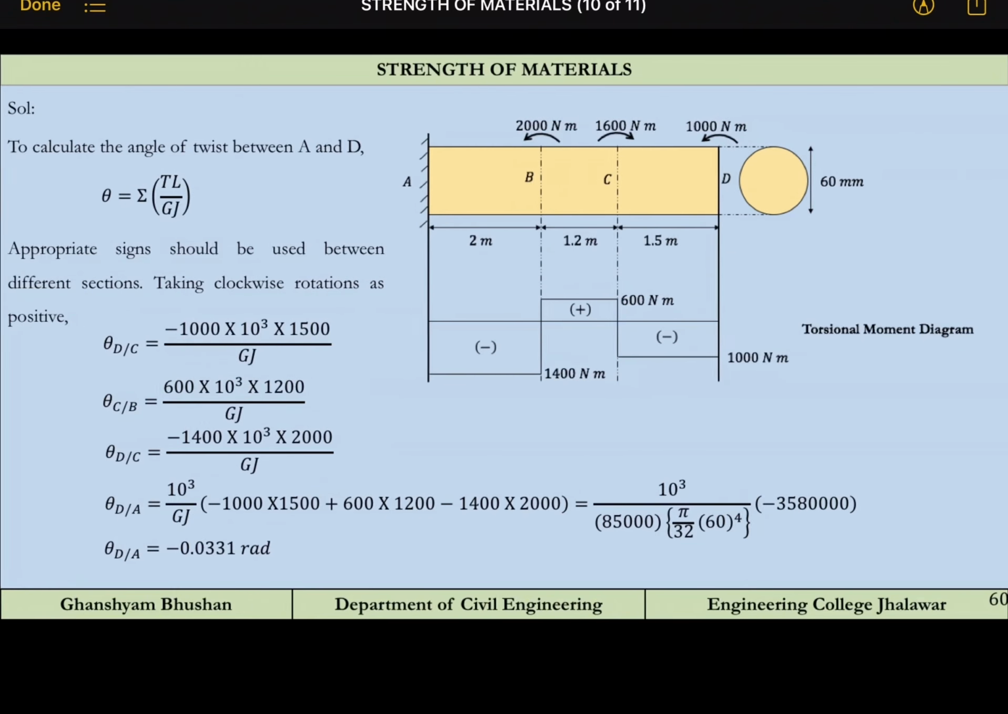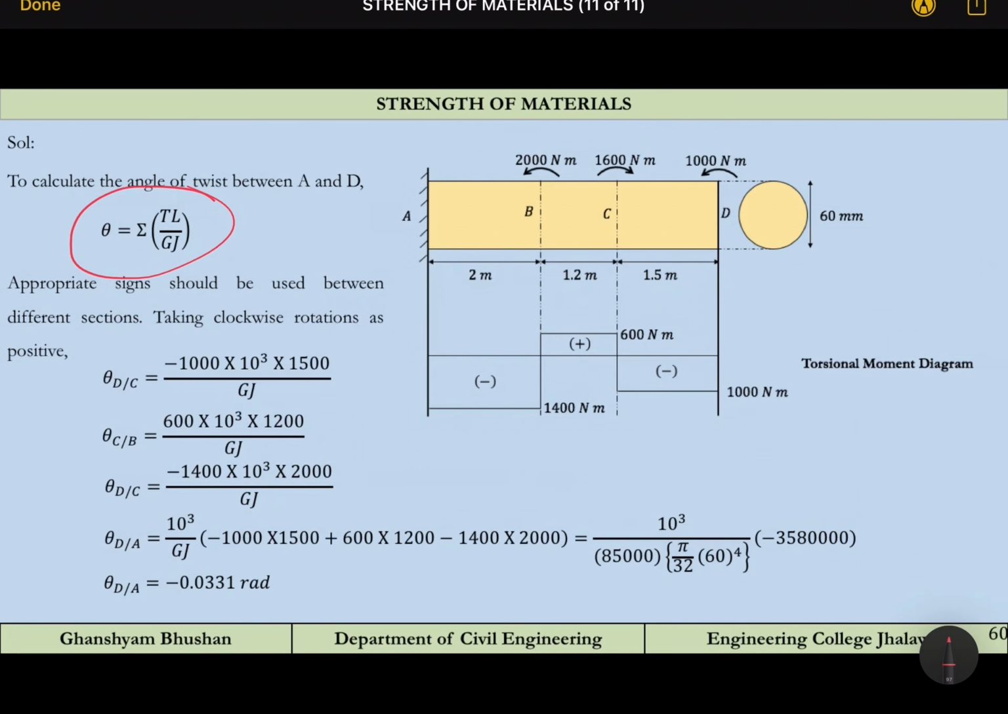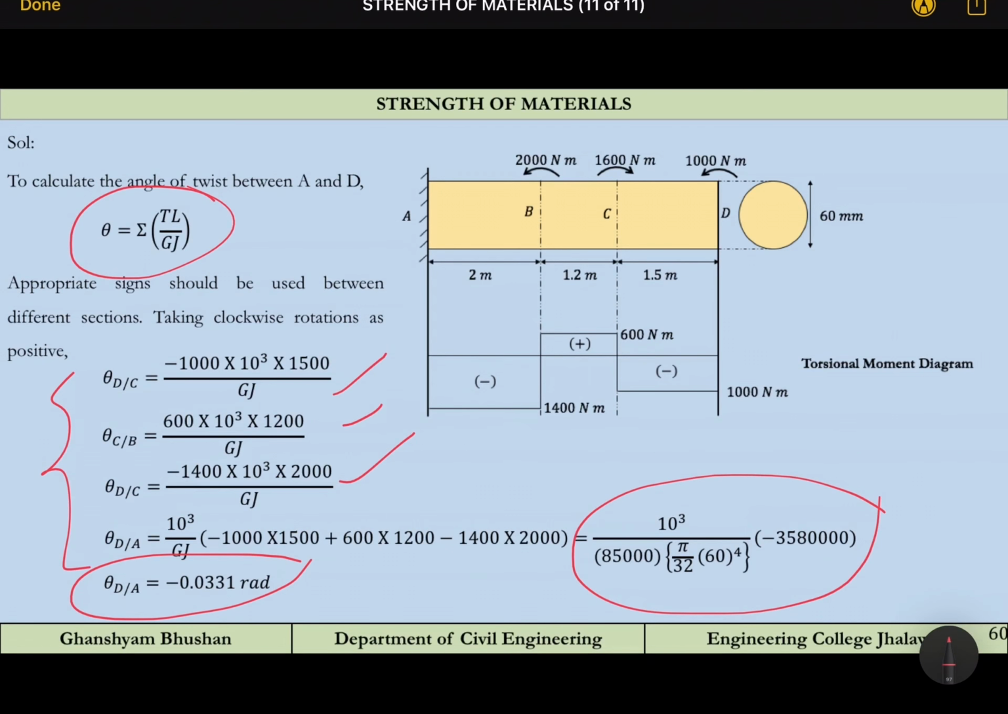G is constant, J is constant, T is different, and L is different. So let us see how we are going to solve. Theta is the summation of all the section-wise thetas; we just have to add them. Take the values with sign only, don't miss the sign. So 1000 is with negative sign, 600 is with positive sign, and in DC it is minus 1400, so you have to take them with sign. Now put all the values here, and theta of D with respect to A comes out to be minus 0.0331 radians.